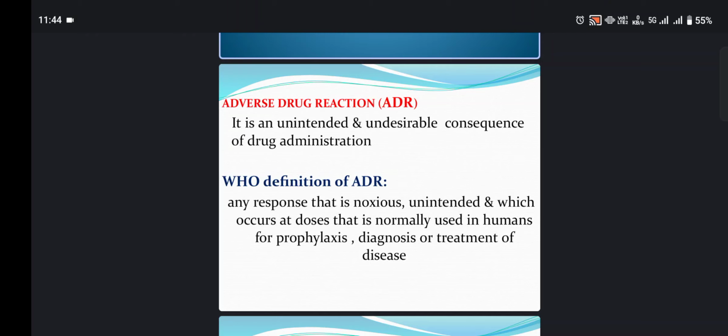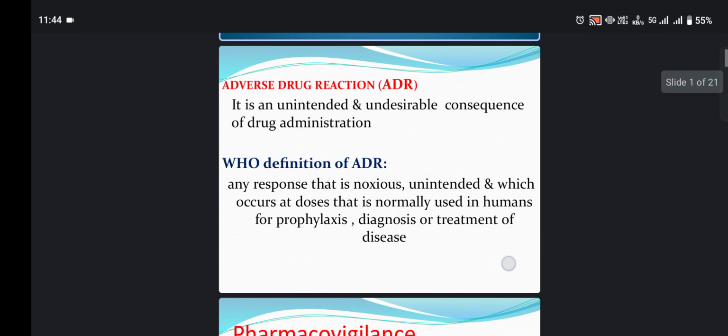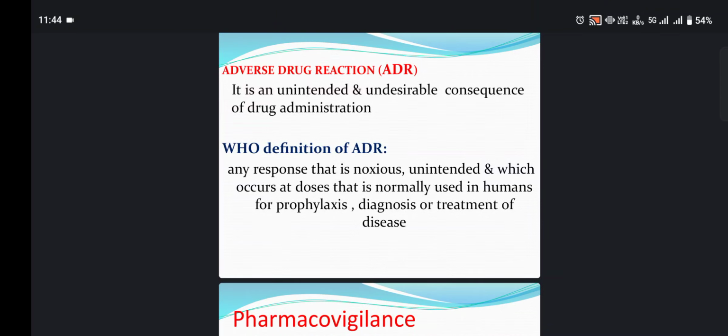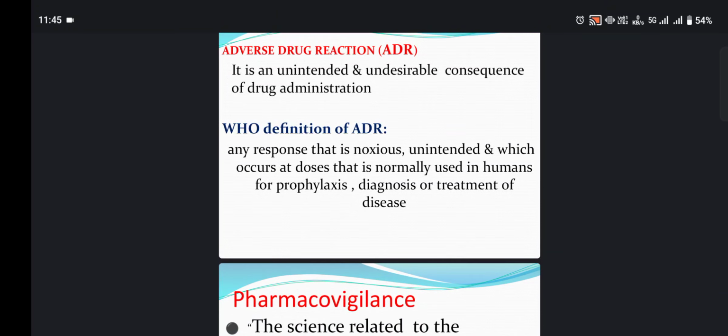WHO has come up with a good definition for ADR: any response that is noxious or unintended, and which occurs at the dose that is normally used in humans for prophylaxis, diagnosis, or treatment of a disease.